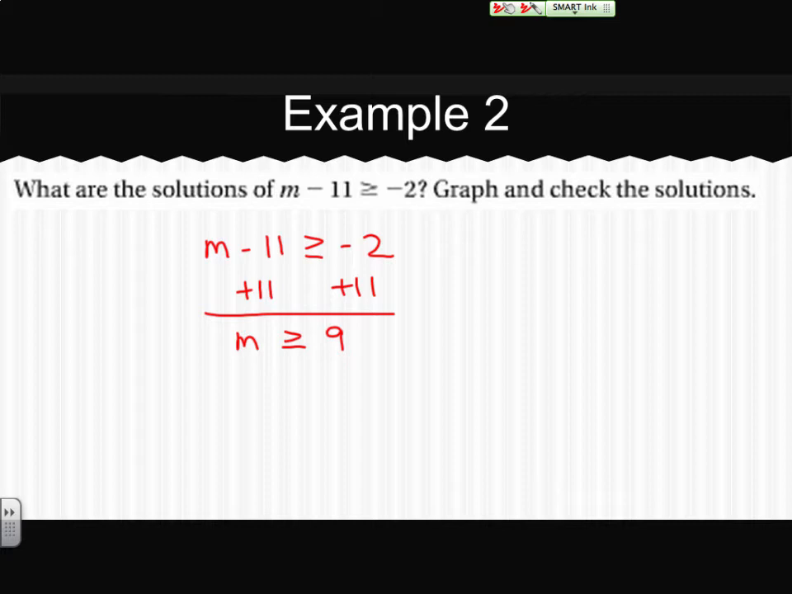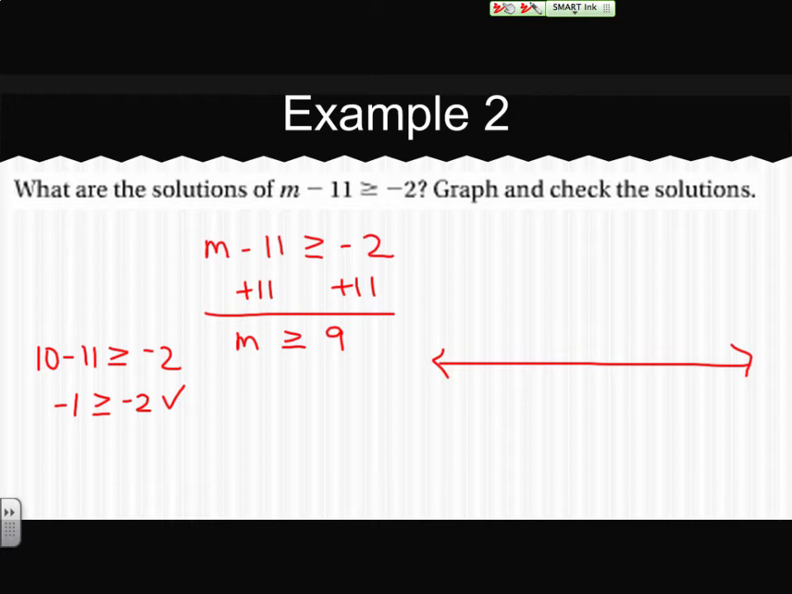If I choose 10, is 10 minus 11 greater than or equal to negative 2? Well, 10 minus 11 is negative 1. Is negative 1 greater than negative 2? Yep. So now I need to graph this. We have 0, 9, and we can put 20, it doesn't matter. We know it's going to be a closed circle because of the equal to right here. And we're wanting to pick a number greater than 9, so we're moving towards the 20.